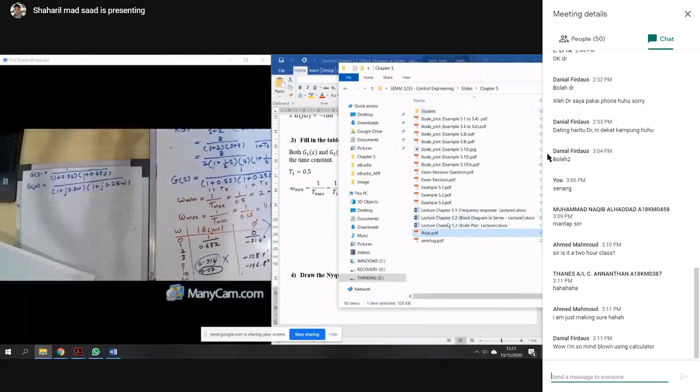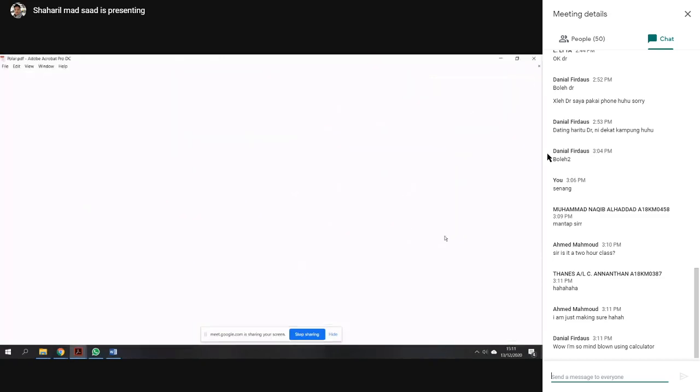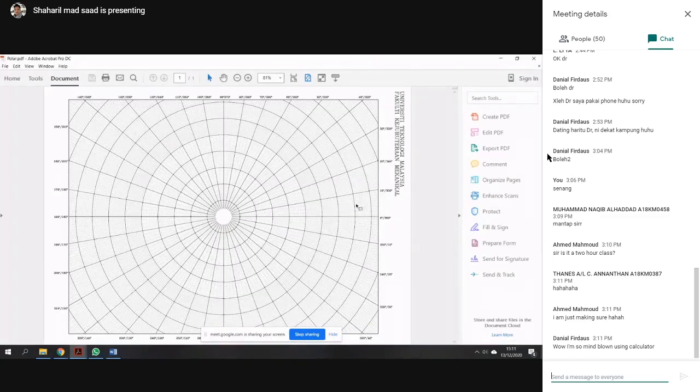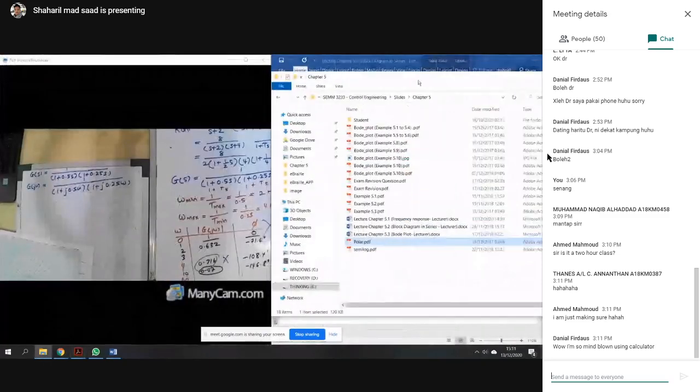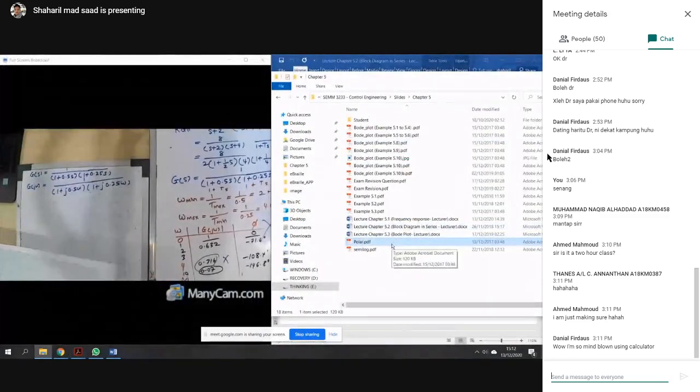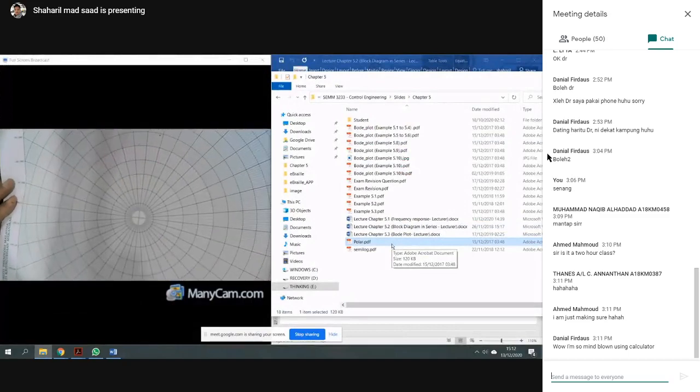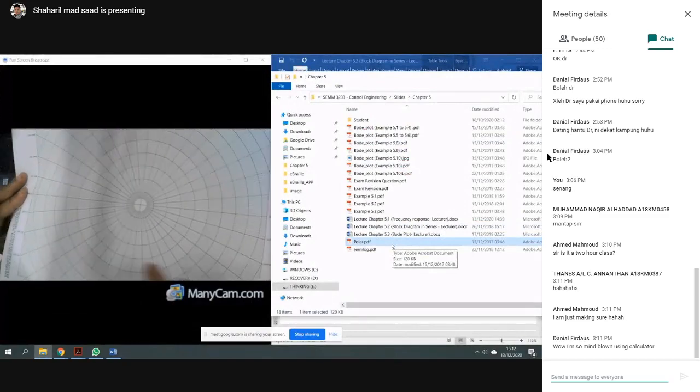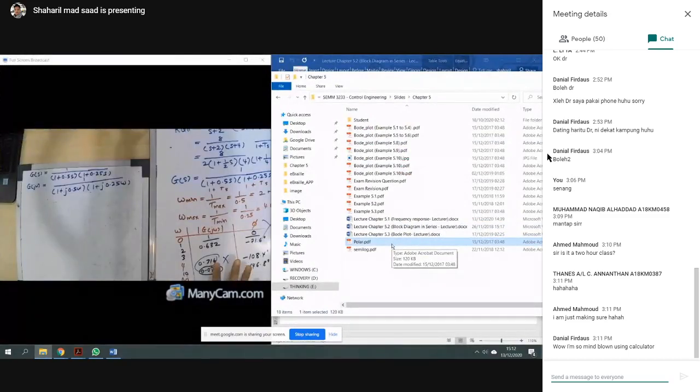So we will do it together in the class, right? So this is the polar plot. I will give it to you after this in the WhatsApp group. I hope that on the next class you download this one and we will plot it together, one by one, based on the values that we got. Okay, is it okay?